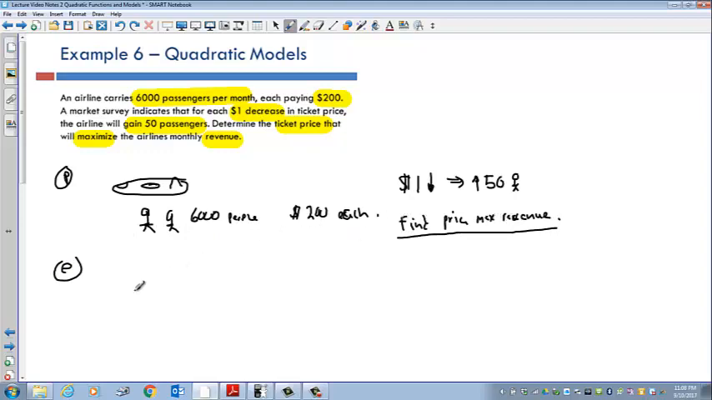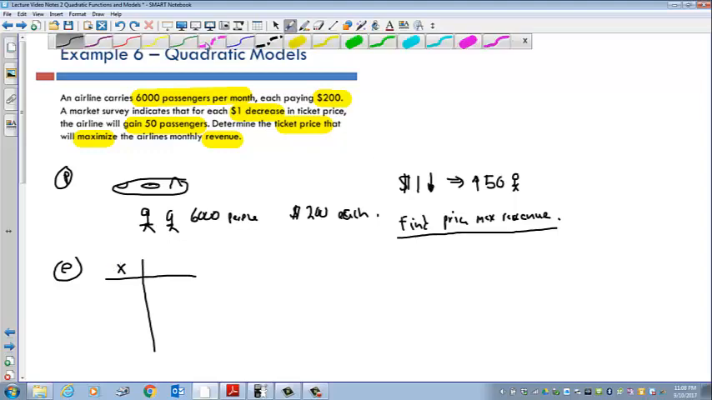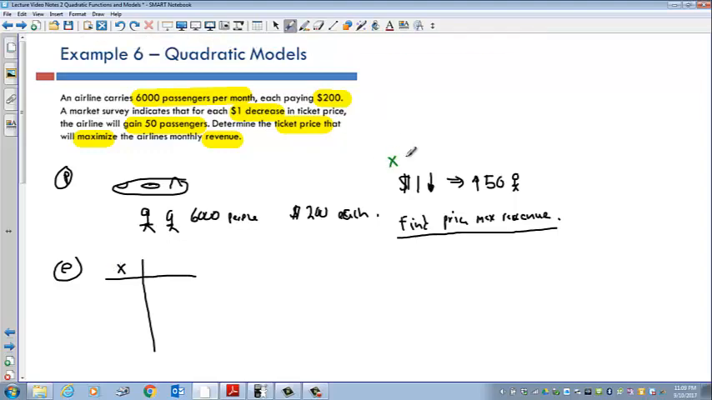So I'm going to make a little table, basically, because I know some things, and I have an input value and an output value. So I'm going to let x be the number of $1 decreases. So x is defined to be the number of these things, $1 decreases. So when x is 0, you're going to get out some revenue, R. And if you have 0 $1 decreases, what you know is you have 6,000 people, each paying $200. So over here, you can write 6,000 times 200. And that's your revenue. It's 6,000 people and $200 per person.